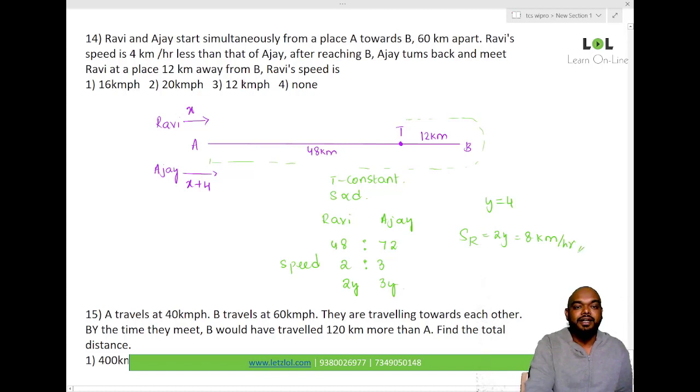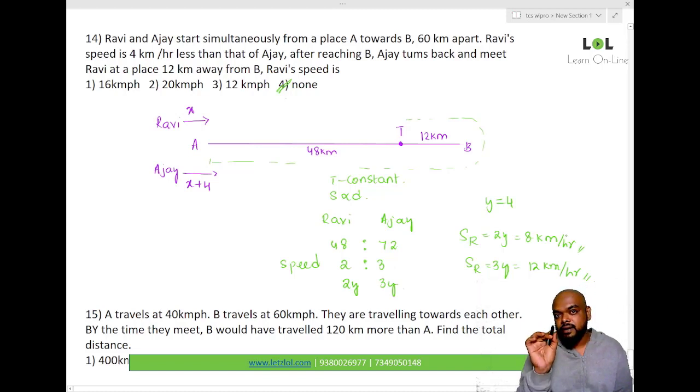Do we have the option? No. Answer is none of these. Suppose you want the speed of Ajay, it will be how much? 3 into y. That is 3 into 4, 12 kilometers per hour. Pretty simple. Understand, the question is confusing, but do not get confused.